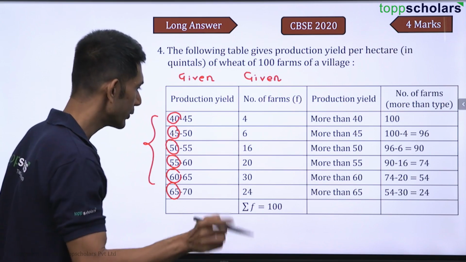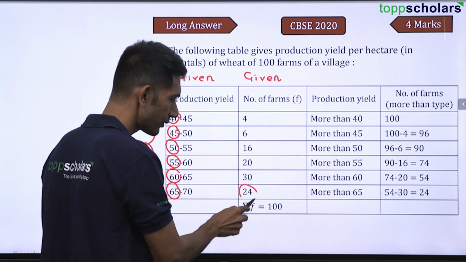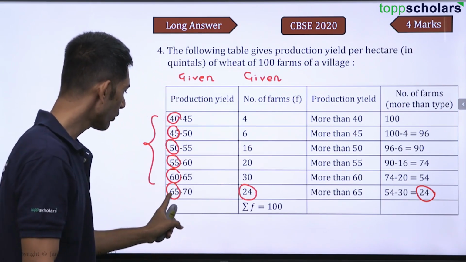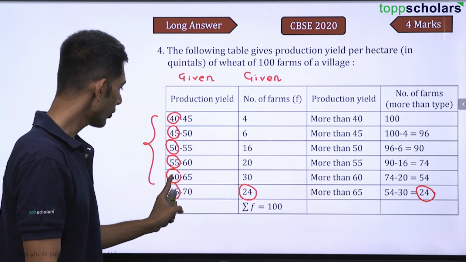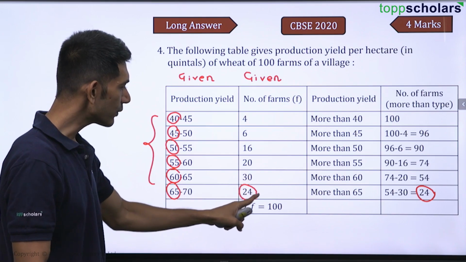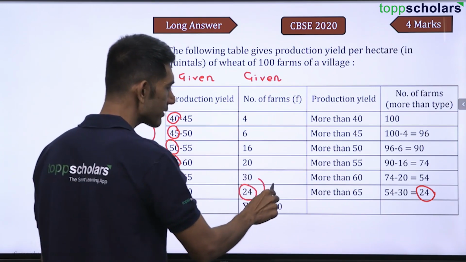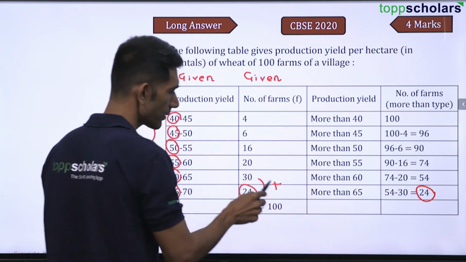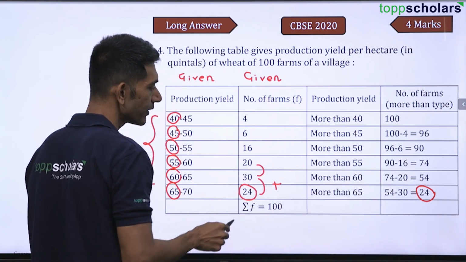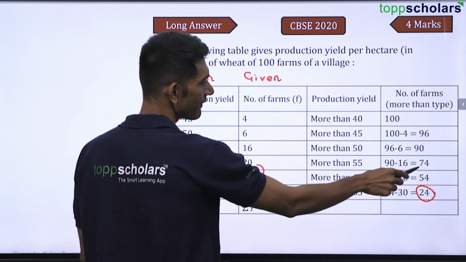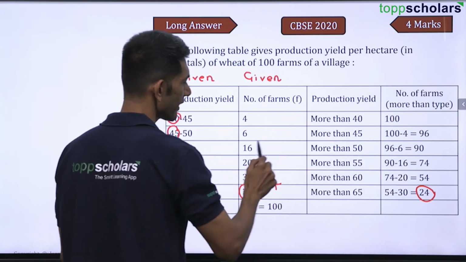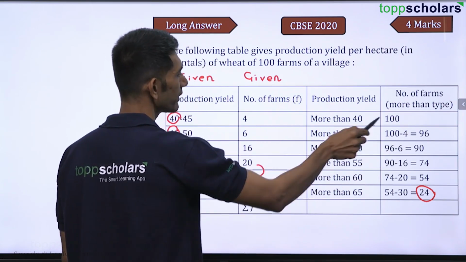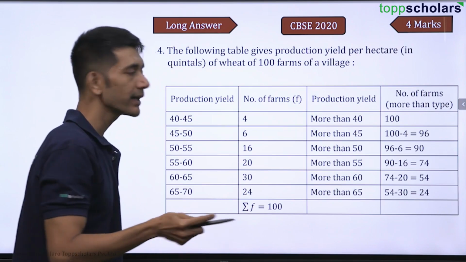How I'll tell you. This is 24. Write 24 here. So more than 65 is 24. Now more than 60 is 30 and 24 added together. So keep adding this. 30 plus 24 is 54. Then add this. 54 plus 20 is 74. Then add this. 74 plus 16 is 90. 90 plus 6 is 96. 96 plus 4 is 100. That is one of the ways of doing it.